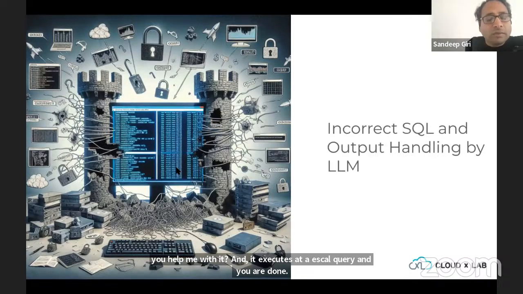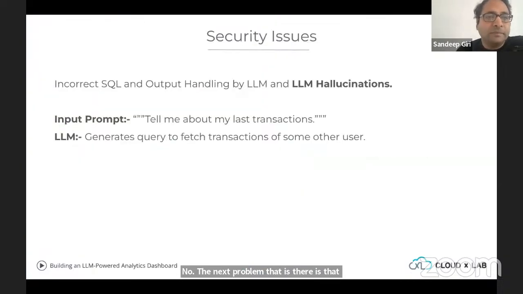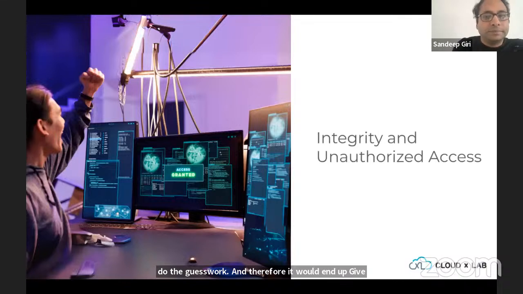Now, the next problem is incorrect SQL and output handling by the LLM. The input prompt could be, tell me about my last transactions. Now, the LLM would generate a query to fetch transactions of some other user. It would, because the LLM has to speak something, right? Even if it doesn't have information, it tries to do guesswork. And therefore, it would end up giving you the data.